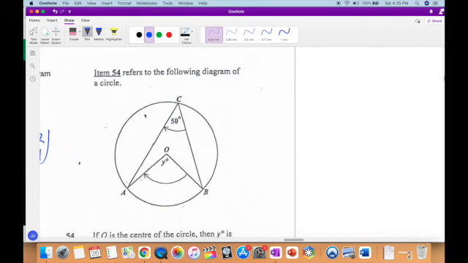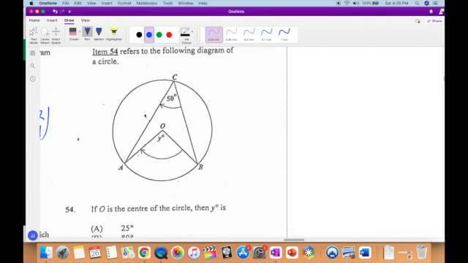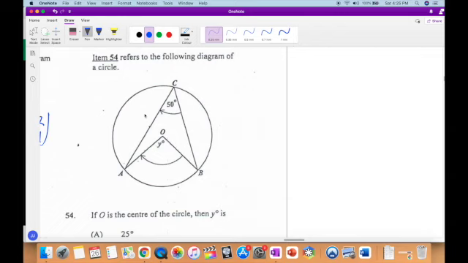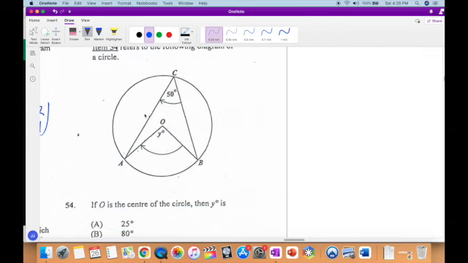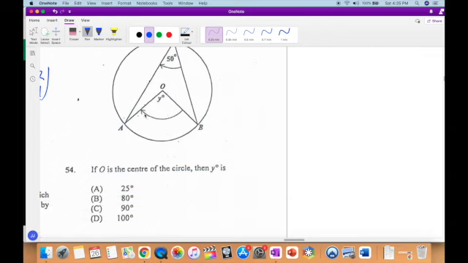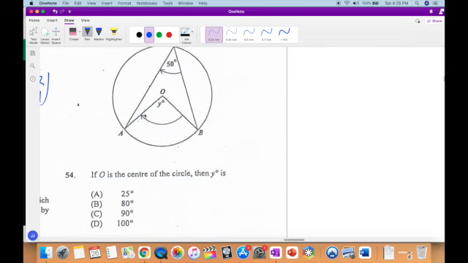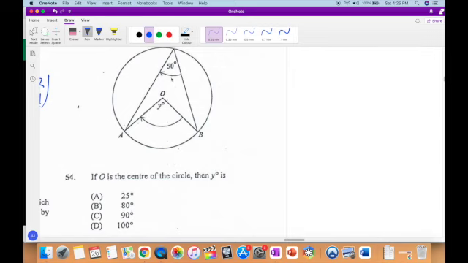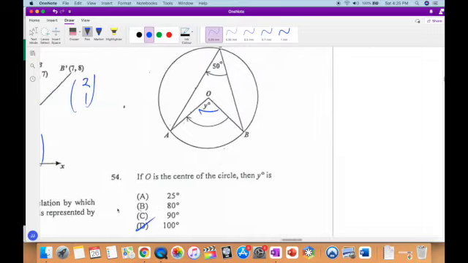Item number 54 is the one that we are afraid of the most, circle theory. However, Shazay, you have shown a great understanding of circle theory. So O is the center of the circle, then the angle at the center is twice that at the circumference. So that is 100.